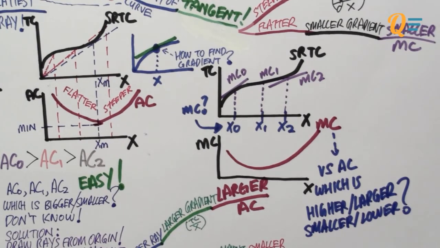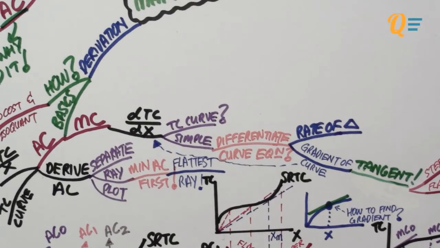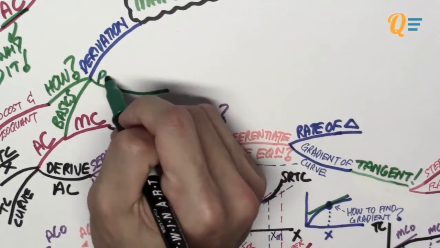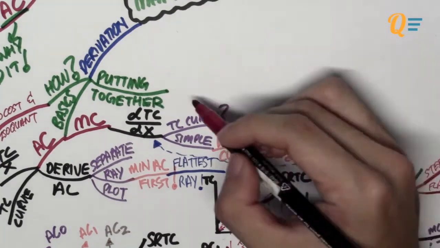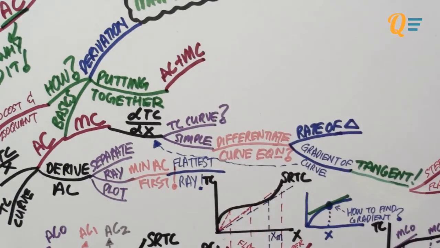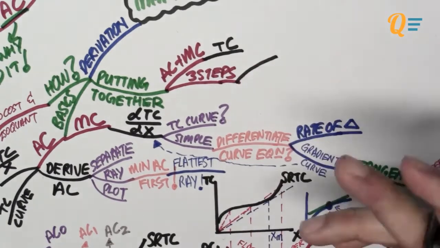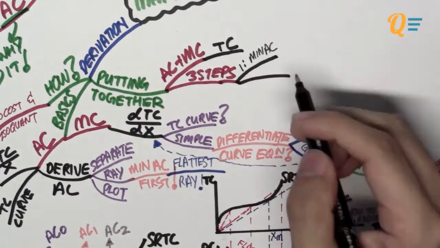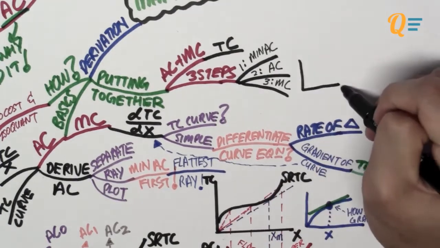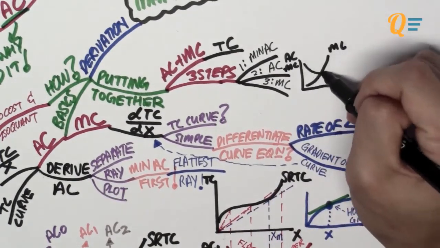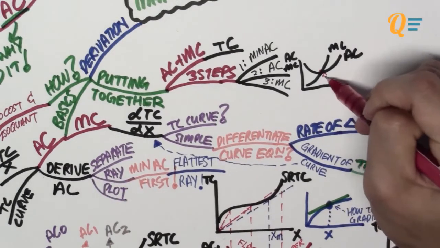So that brings me to the next point, which is how are we going to put together the average cost as well as the marginal cost? So that will be the next branch of this mind map. We're going to be putting together your average cost and your marginal cost with the help of your total cost curve. Doing this is going to take you only 3 very simple steps. Now, the first step that you always want to do is to find your minimum average cost. The second step would be to draw the average cost curve, and the third step would be to draw the marginal cost curve. So you're going to end up with something that looks like this. That's your marginal cost and your average cost joined together.